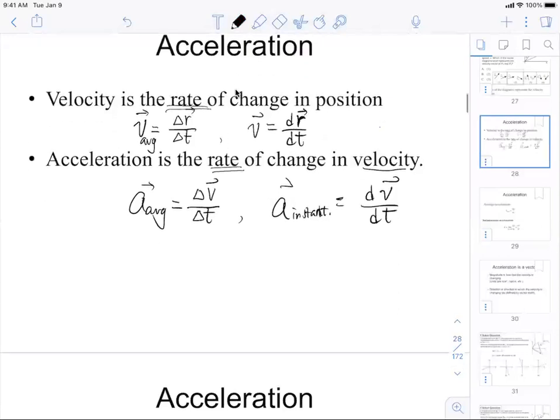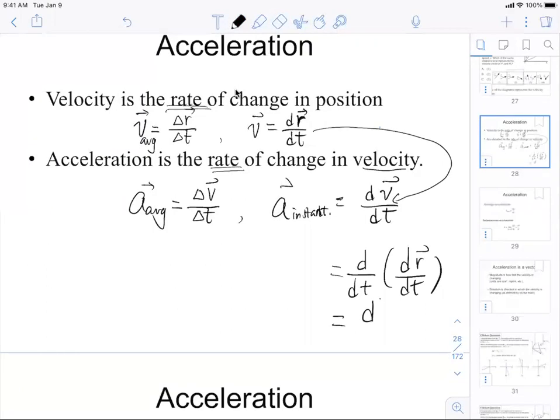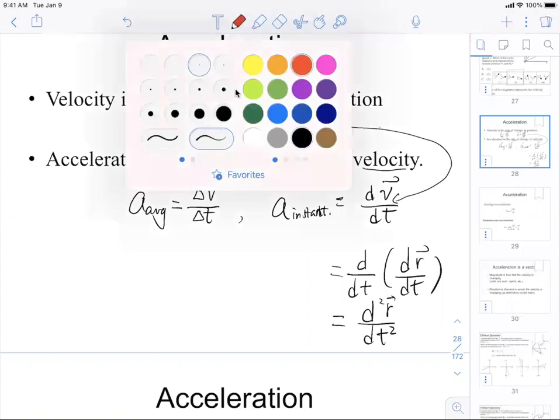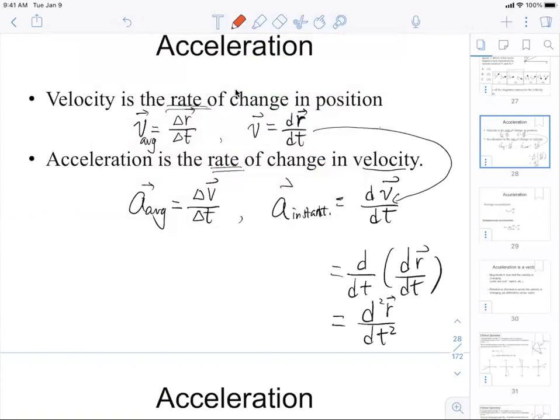Now, you can see if I replace my v here, where v is dr over dt, I get that my acceleration is the second derivative of position with respect to time, okay? Again, that is a very important relationship as well. If there are two things you need to make sure you do, it is that you remember this and you know this, okay?